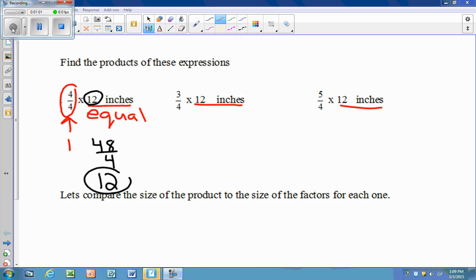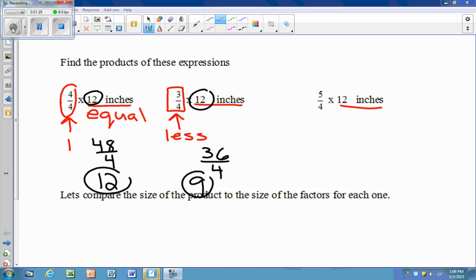So now if I look at the next one, I look at this is less than 1. Since this is less than 1, the whole thing will be less than 12. And I can check this out also, and I can multiply it straight across. The answer is 9, and yes, 9 is less than 12.